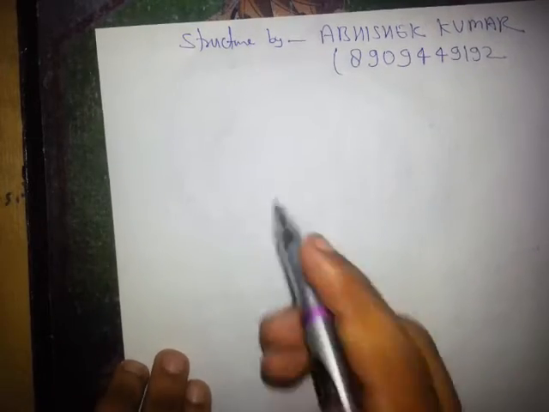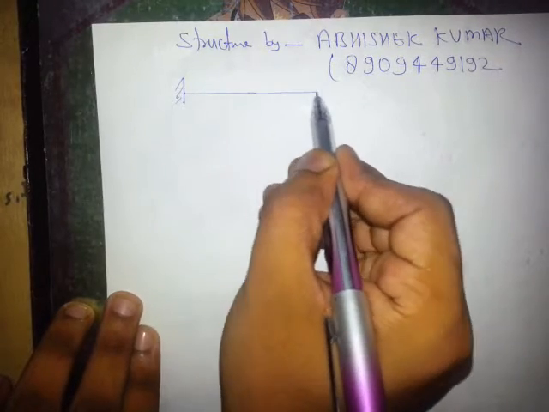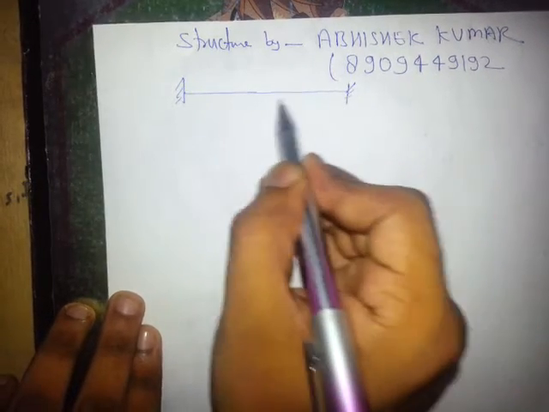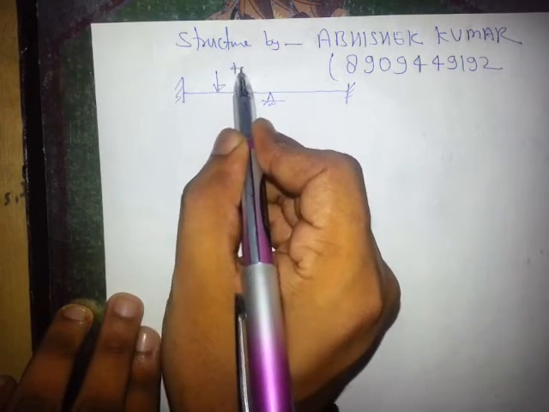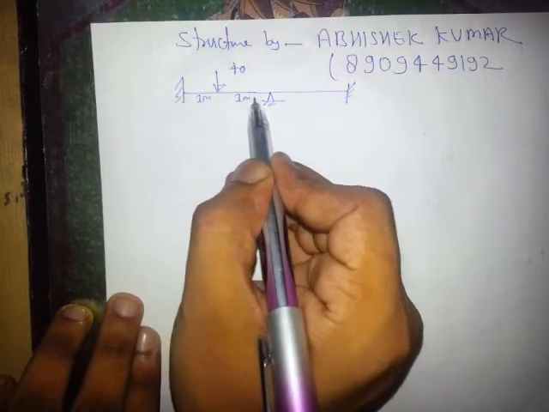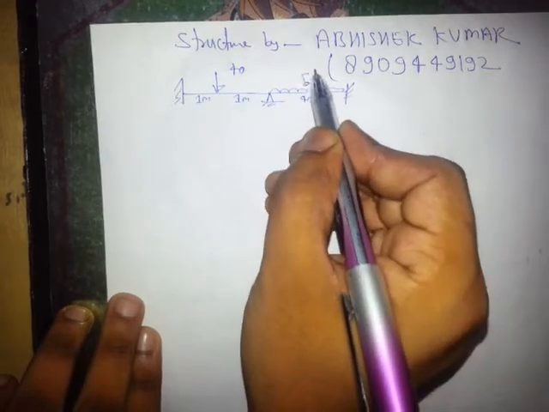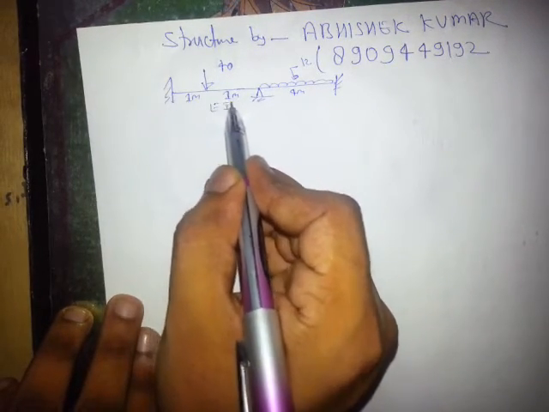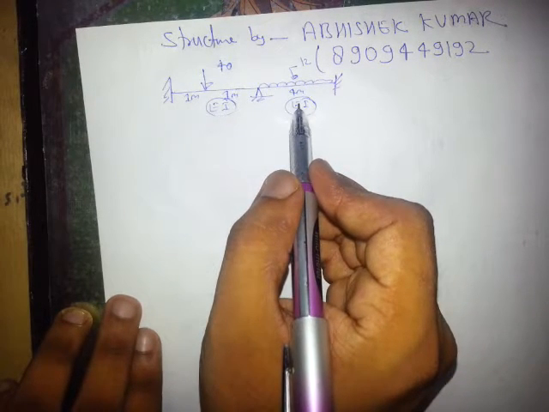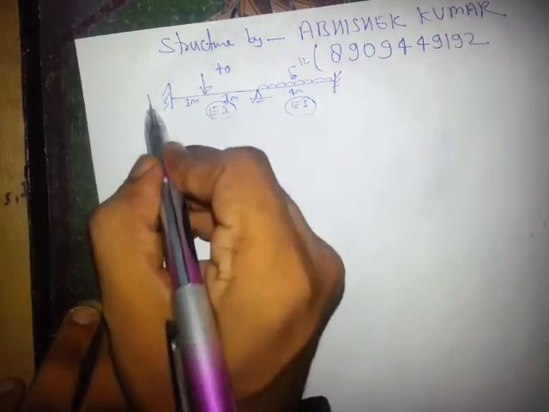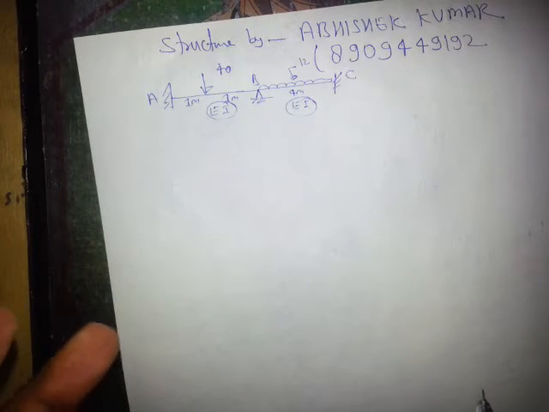See, this is the question. This is the beam. This is 40, 1 meter, 1 meter. This is 4 meter, and this loading is 12. This is EI, and it is also EI. Now this is A, this is B, this is C. He asks you to analyze using the moment distribution method.